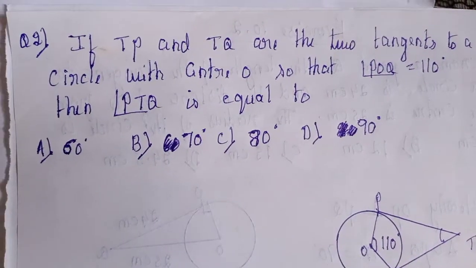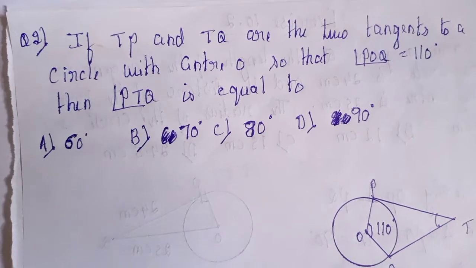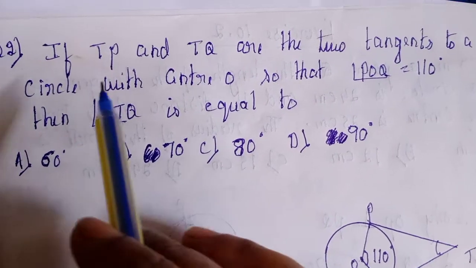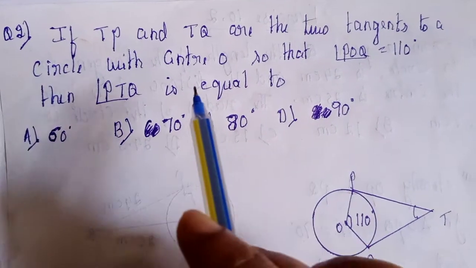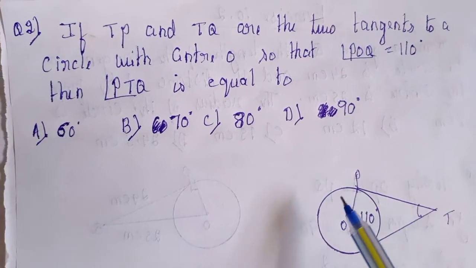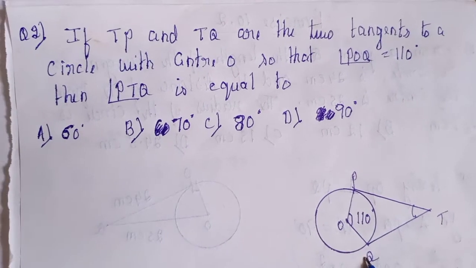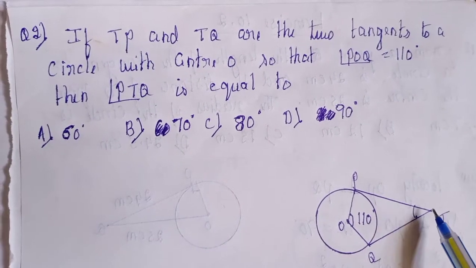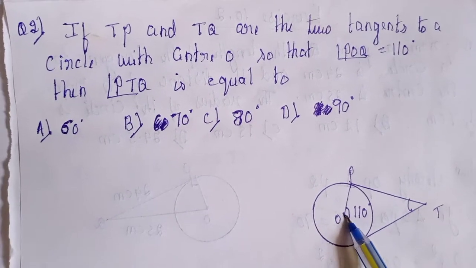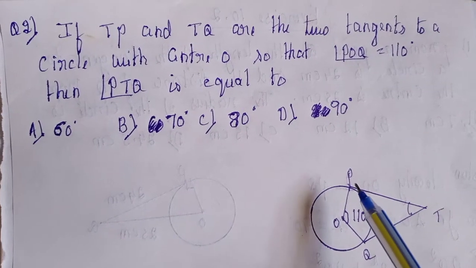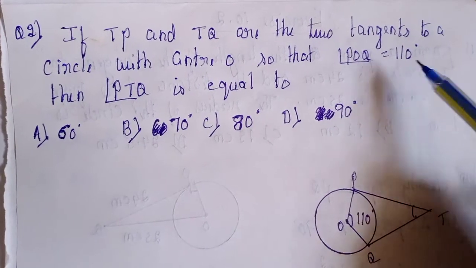Now let us learn question number 2 related to exercise 10.2. What is given: TP and TQ are two tangents to a circle with center O. You can see the diagram here. TP and TQ are tangents drawn from the point T to a circle with center O, so that angle POQ, which you can see here, is 110 degrees.